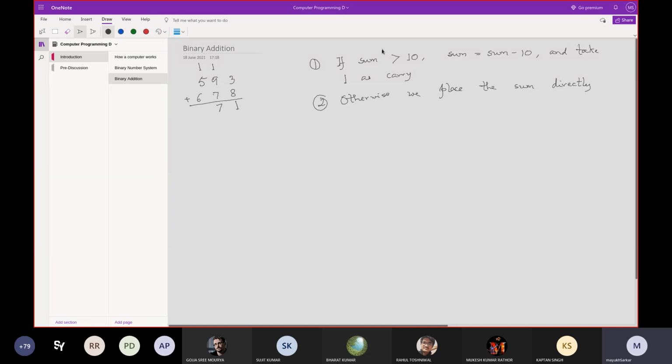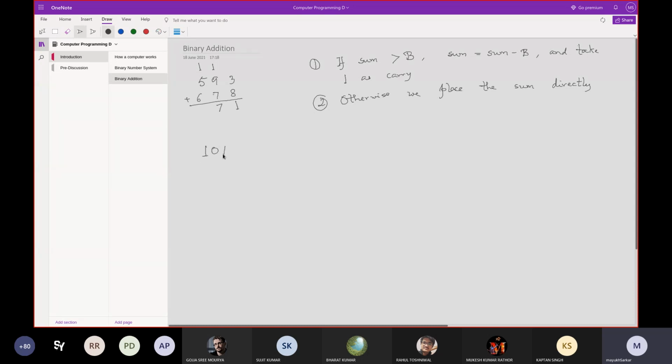Now I am writing this specifically because you'll be able to understand where it gets different in other bases. The difference is here. In general, if after doing the sum it is greater than our base, then we put sum minus b and take 1 as carry. Let me show this in an example.